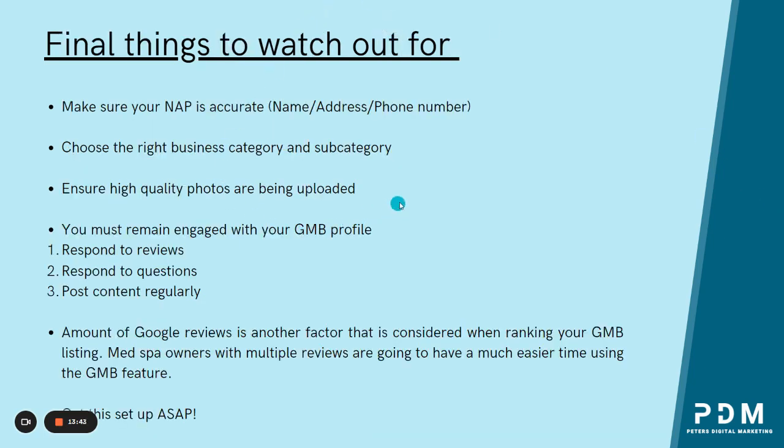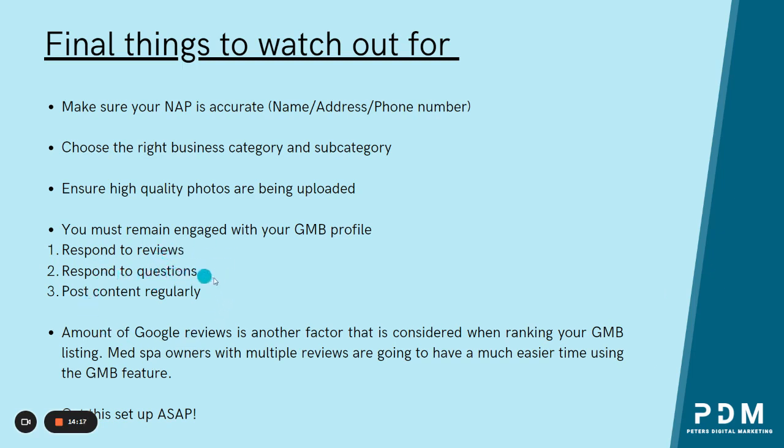Okay, so the final things to watch out for. You need to make sure that your NAP details are accurate across your entire online presence, across the different platforms you're using. You need to make sure to choose the right business category and subcategory. Make sure that you are using high-quality photos. And the next is you must remain engaged with your Google My Business profile. So make sure to respond to reviews, respond to questions, and post content regularly. I would say do it weekly.